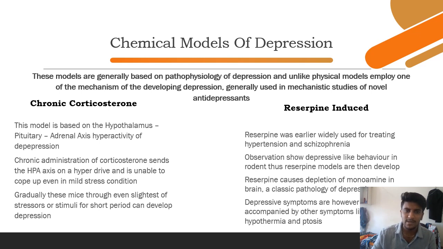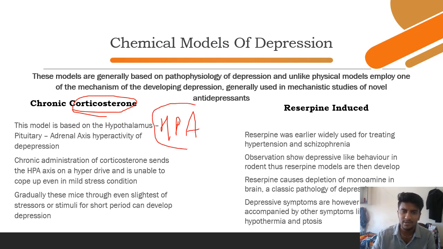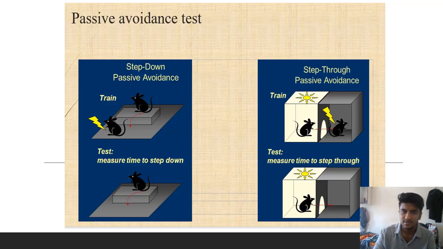Right. Chemical models, maybe with corticosteroids, a lot, because the HPA axis, the hypothalamus-pituitary axis, is responsible for a lot of neurotransmitter release, right? Cortisol is also involved in chronopharmacology and circadian rhythms. Then we have reserpine-induced models. Reserpine also causes suicidal tendency, so it is also used as a model in depression.